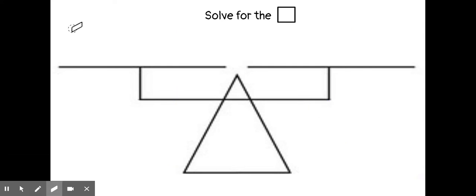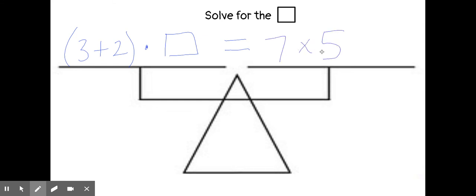And this is our last one, so once I set it up, I want you to pause it and see if you can figure it out on your own first. So I'll have 3 plus 2. This time I'm going to put our unknown on this side, equals 7 times 5. So now our unknown has jumped over to the left side.